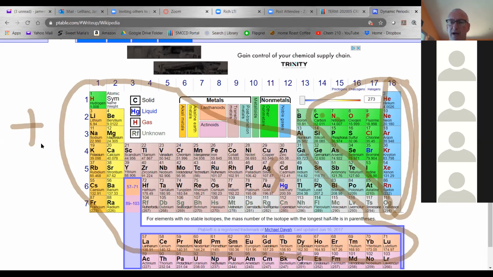Carbon, nitrogen, oxygen, fluorine, all of these, and that's it. They become negatively charged. Okay, and that would be an ionic compound.